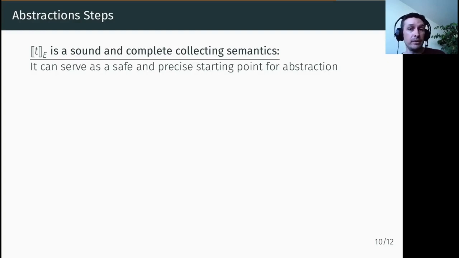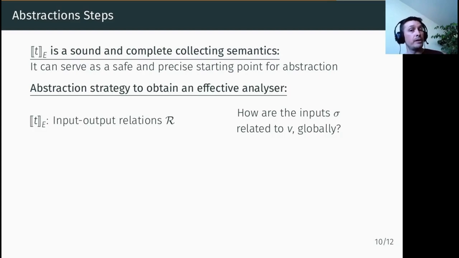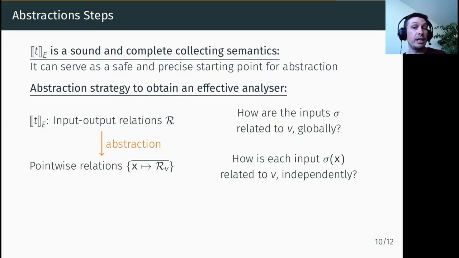So we have defined this denotation, this collecting semantics, that describes exactly the input-output behavior of programs. And we used it as a starting point to build a static analysis. So, following the abstract interpretation methodology, we applied successive abstraction steps. So far, our denotation tells us how the inputs are related to the outputs globally. We first apply a variant of the independent attribute abstraction. We obtain at this point what we call pointwise relations that tell us how each input is independently related to the output. For each input x, we obtain a binary relation on values that says how sigma of x is related to the output v.